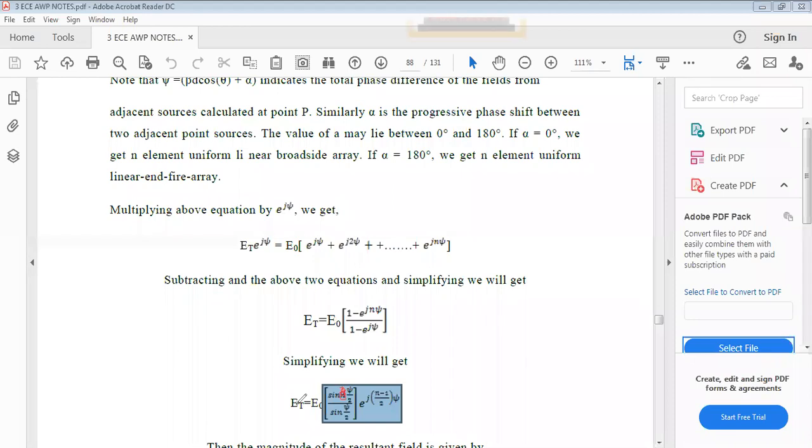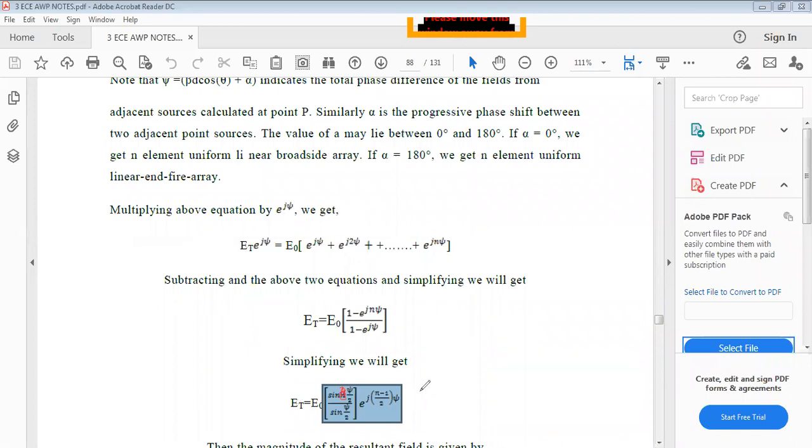And e power j of n minus 1 by 2 into psi. What is the maximum value of e power j theta? What is the maximum value of e power j theta? It is 1. That's why in most of the textbooks they do not mention that e power j of n minus 1 by 2 of psi.